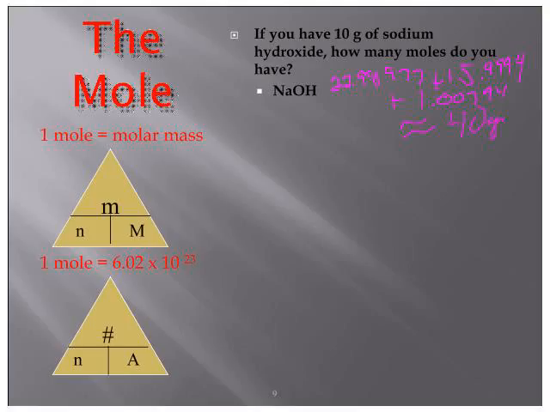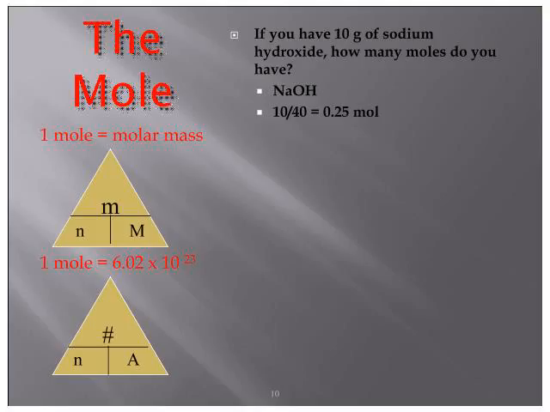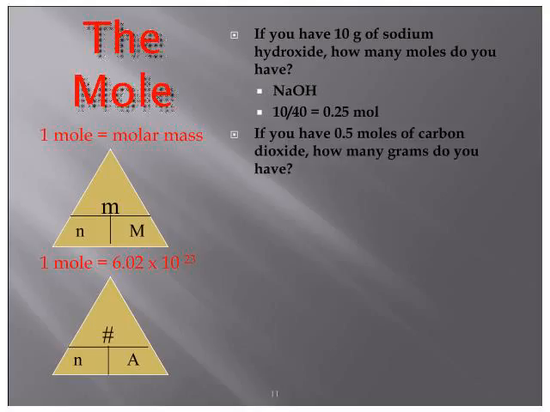So because we are looking for how many moles, we want to know our moles here. This is what we're looking for. You're going to take your mass and divide it by your molar mass, which should be the next slide. So 10 divided by 40 is 0.25. So let's try going in the opposite direction. So here's another example.